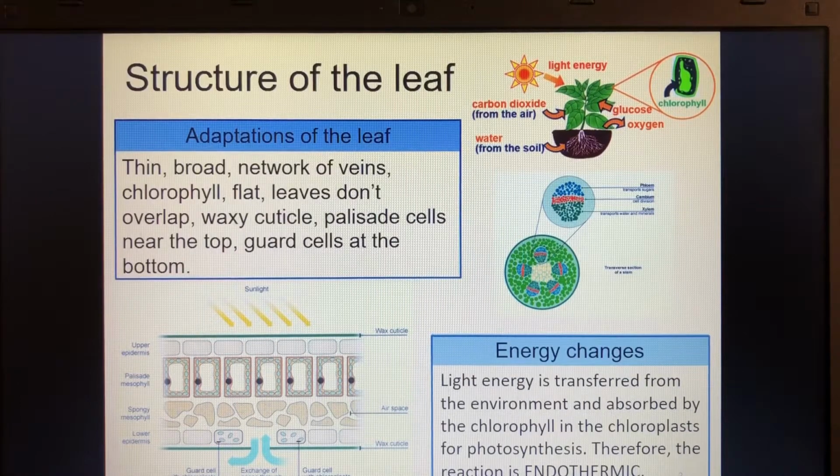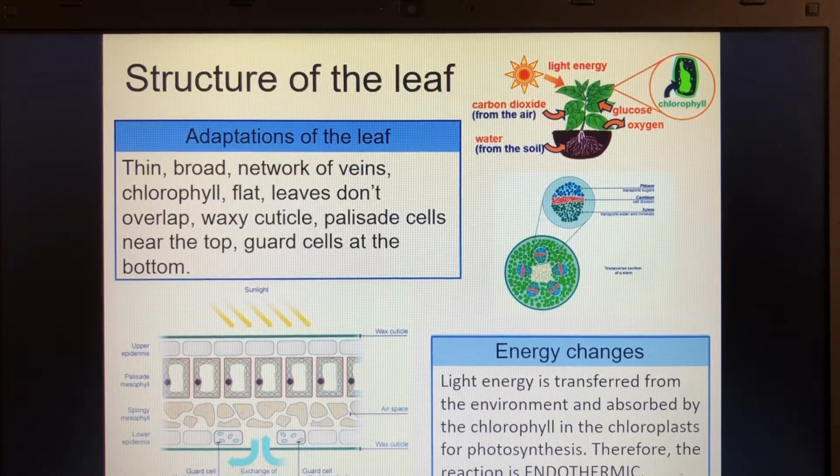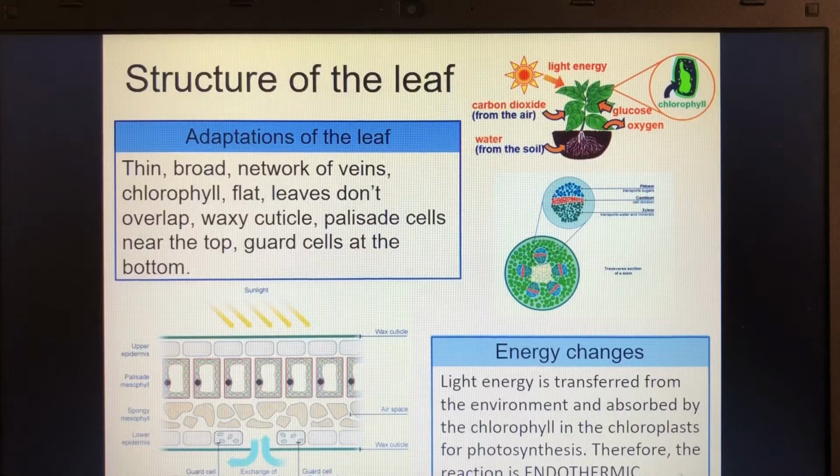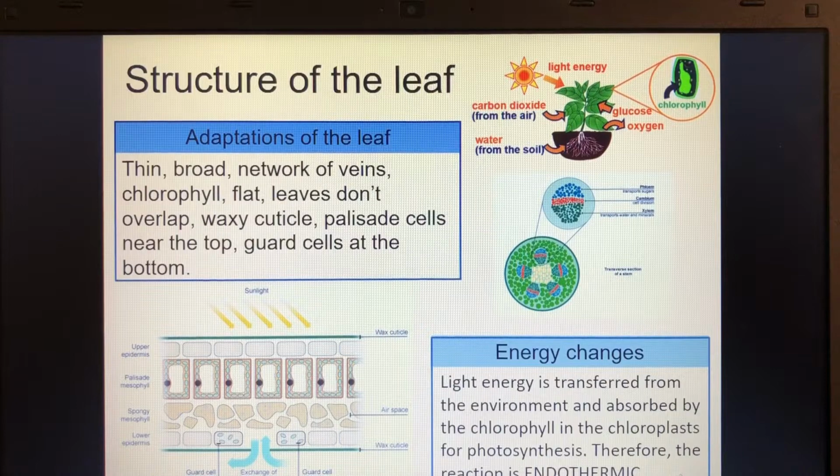We've got the chlorophyll, that's what makes the leaf green, found in the chloroplast, and it absorbs the light for photosynthesis. Flat, we've said already. They don't overlap. You don't see 2 leaves on top of each other like this because the one underneath wouldn't get any light. We've got this waxy cuticle on the surface of the leaf. That makes it waterproof and stops any water from evaporating from the top of the leaf. We don't find the stomata in the top of the leaf, only on the underside.